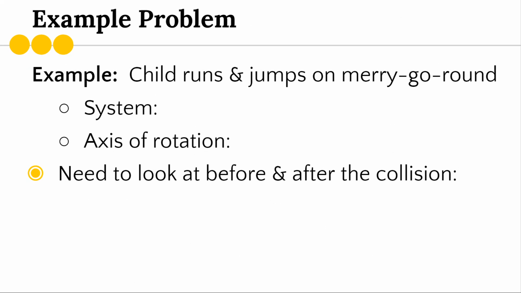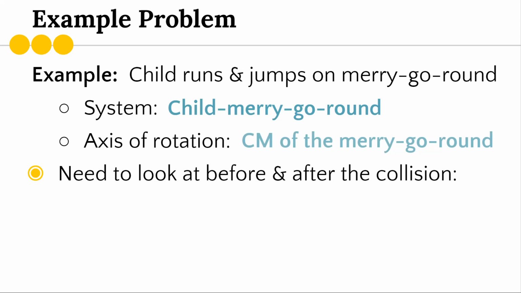So, example problem, same scenario: a child runs and jumps on a merry-go-round. My system is going to be the child-merry-go-round system, so that there is no net external torque on this system. It is now internal to my system. The axis of rotation will be at the center of mass of the merry-go-round.